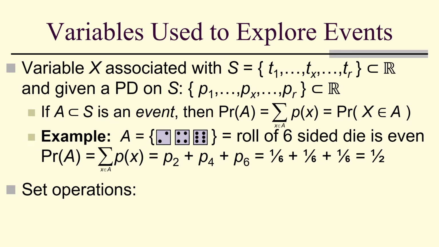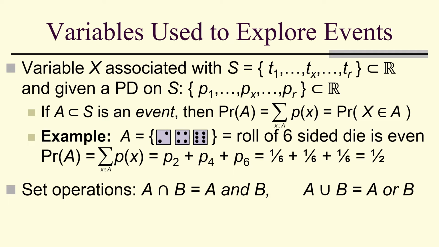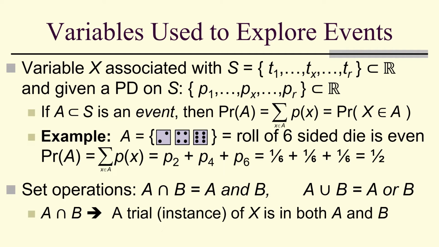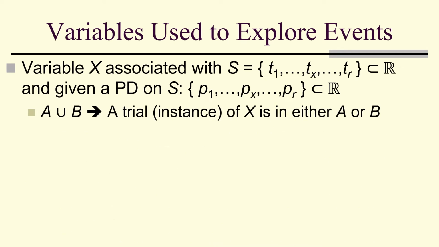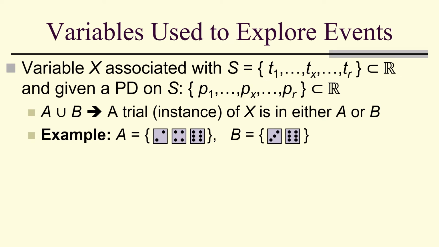We can have set operations. A intersect B is A and B. A union B is A or B. By A intersect B, we mean a trial or instance of X is in both A and B, or we can restate that A and B occur jointly in a given trial of X. A union B is when a trial or instance of X is in either A or B.